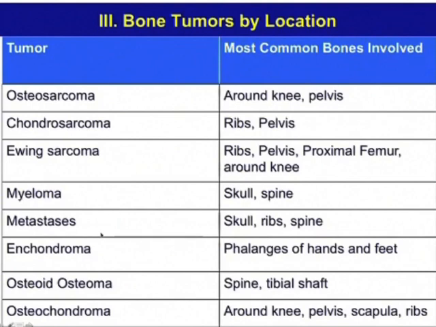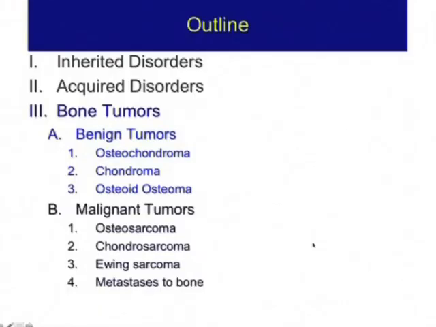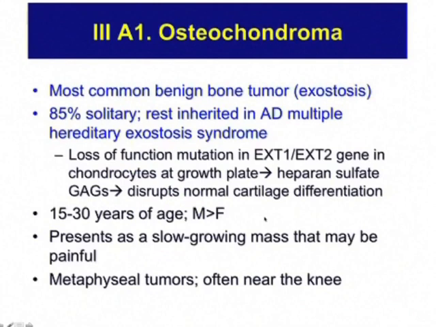Now, the rest of these, just look through them. Enchondromas are kind of unique because they only happen in the small bones of the hands and feet. Most of the rest of these are not on the hands and feet. Okay. So moving on, we have tumors that are benign. Benign tumors are much more common than malignant tumors, both in bone and soft tissue.